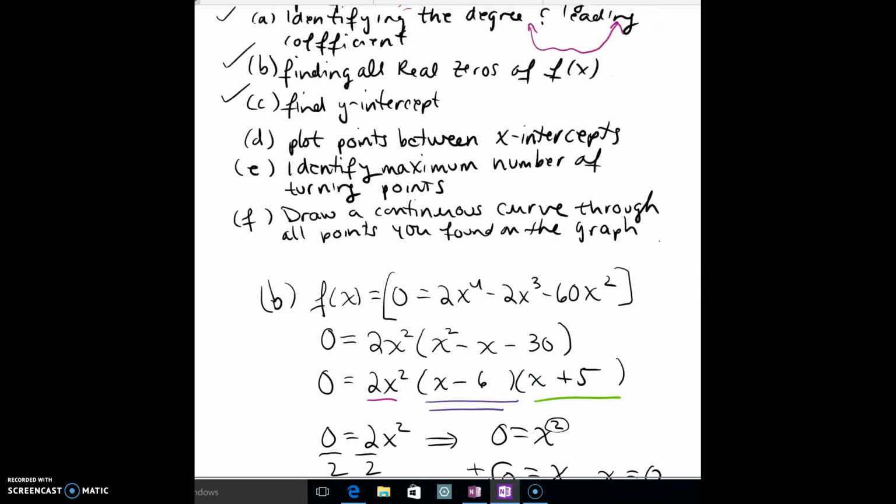Well, for part E, so we plotted points between. For part E, we said identify the maximum number of turning points. Now remember, the maximum number of turning points is going to be 1 less than the degree of the polynomial. This is a 4th degree polynomial, and 4 minus 1 gives us 3. So we know that there's going to be 3 turning points. And for F, draw a continuous curve through all points you found on the graph.